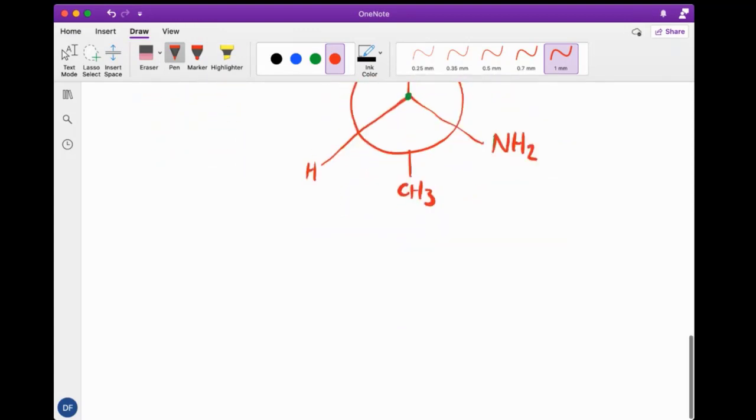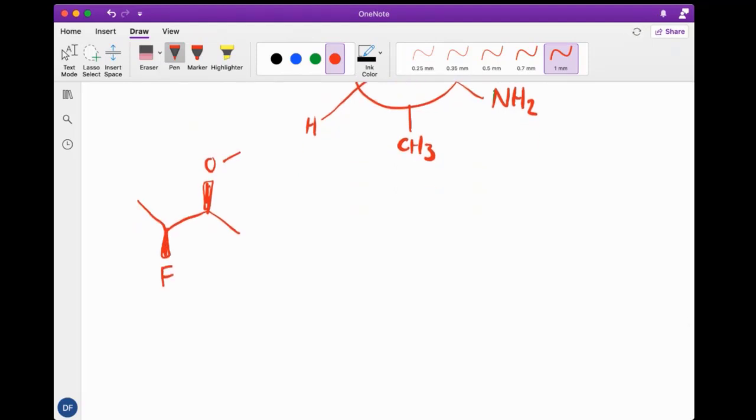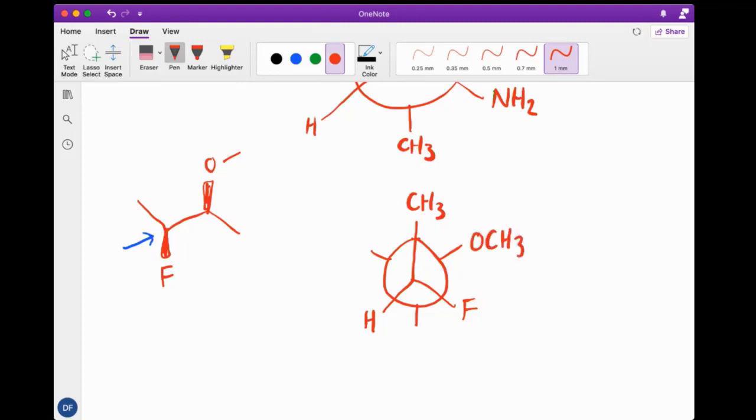And then the next one, drawing it again. From this side, we have the wedge with fluorine. Our dash is hydrogen. The straight line is methyl. And for the back carbon, our wedge is the OCH3, and then another methyl for the vertical, and then the dash is the H.